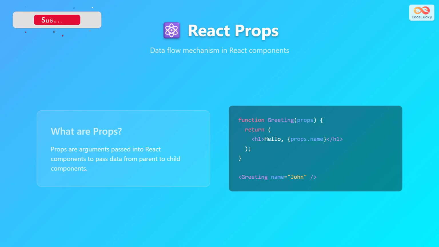React props are the data flow mechanism in React components. Props are arguments passed into React components to pass data from parent to child components. Looking at the code example, we define a function called greeting that accepts props as an argument. It returns an h1 element that says hello, and then uses the name property from the props. Then we use the greeting component with the name prop set to John.